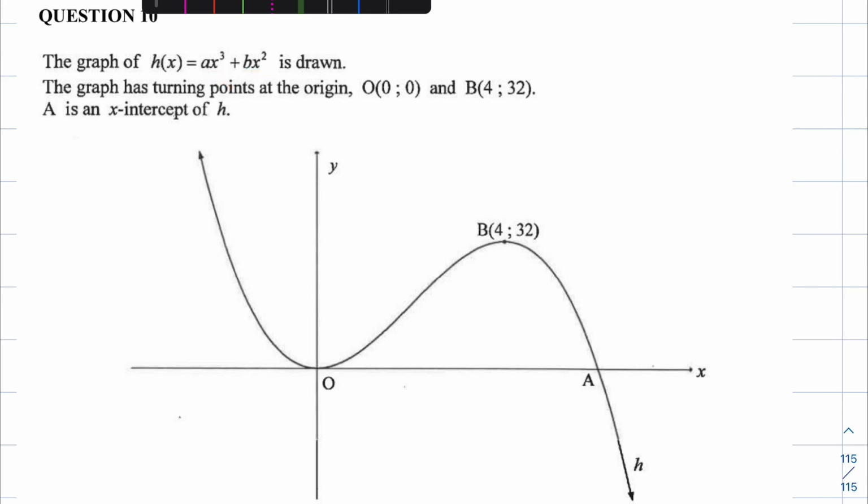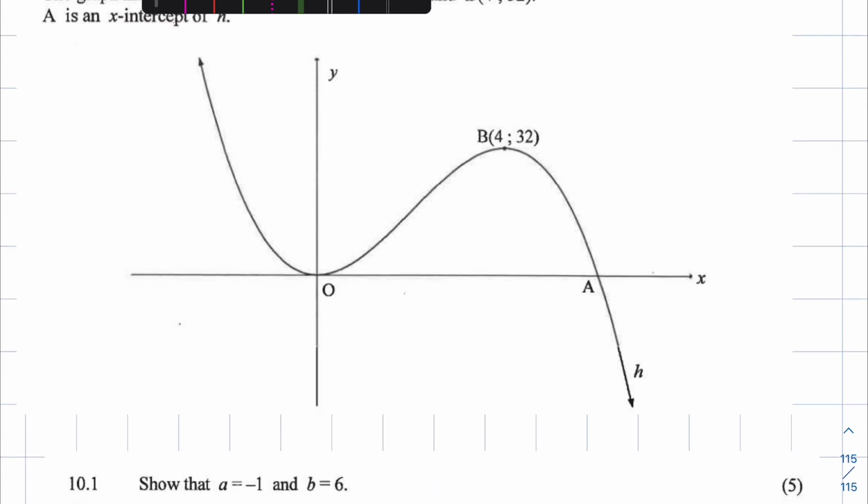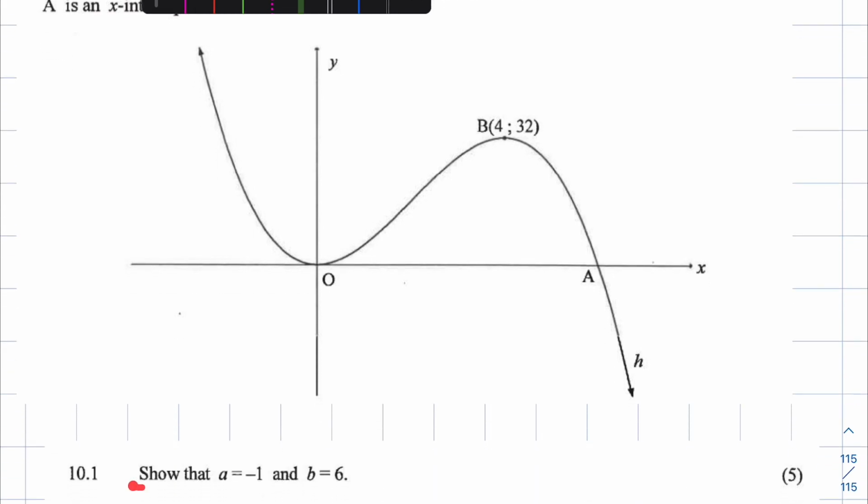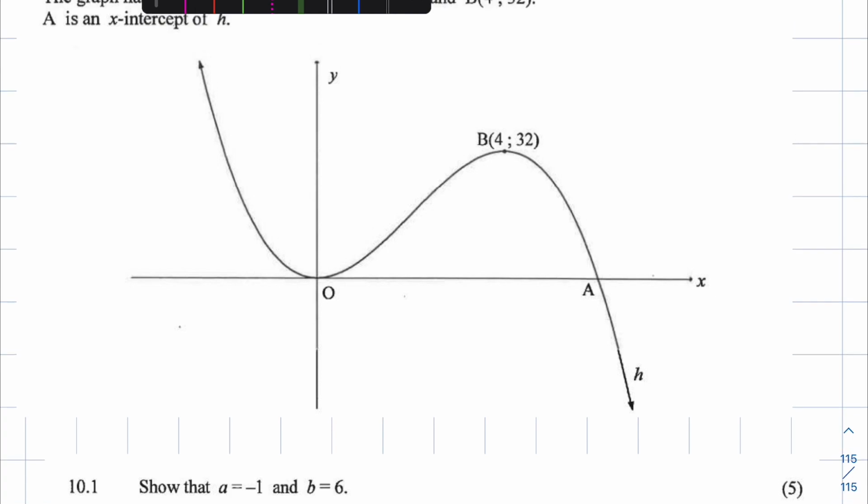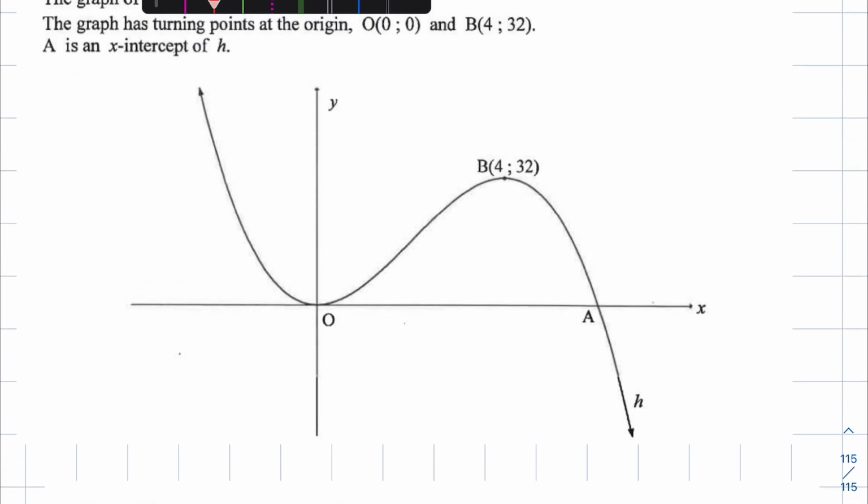drawn. Then we're given the coordinates O is 0, 0, then B, which is the turning point, that is 4 and 32, and A is the x-intercept. The first question, show that a is equal to negative 1 and b is equal to 6. So what we're going to do here, question number 10.1.